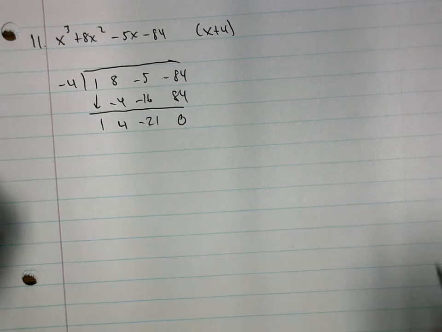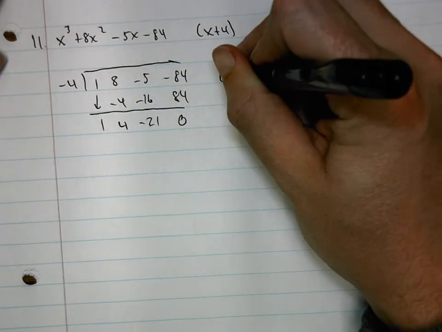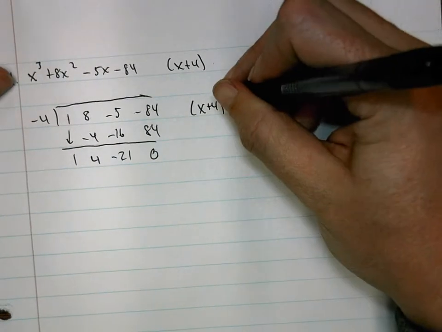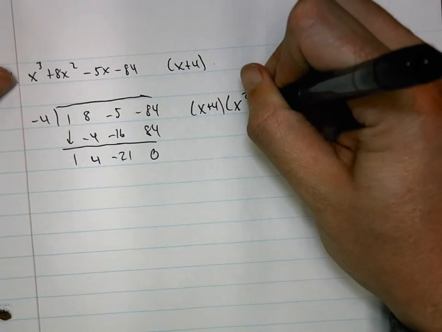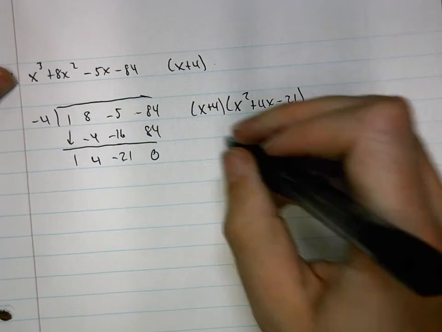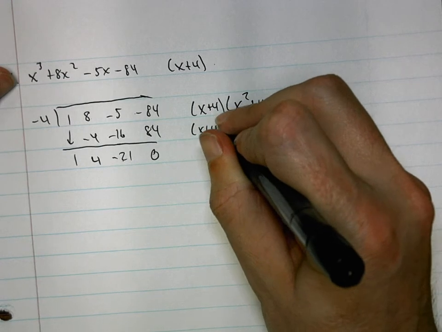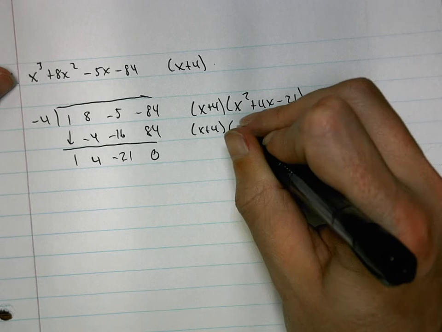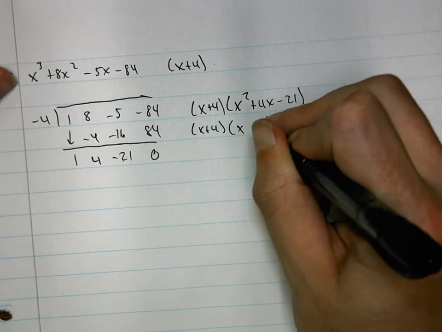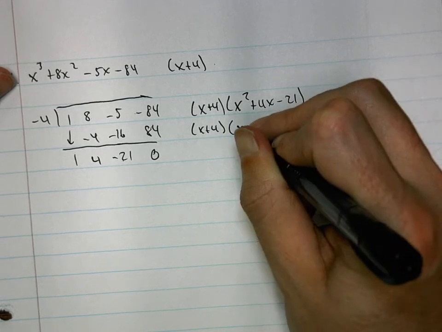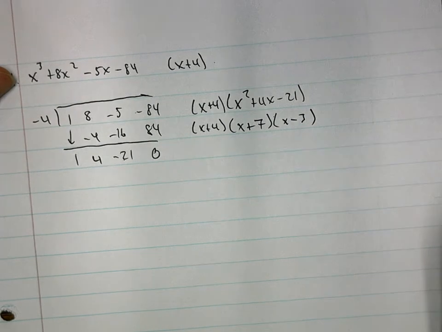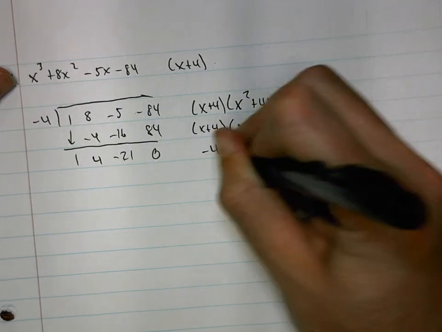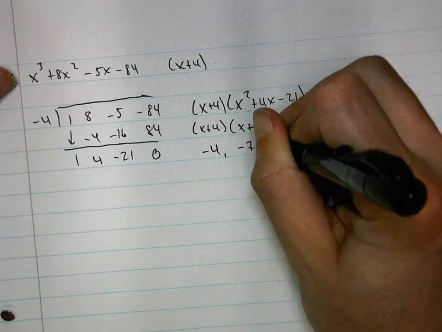So therefore, in factored form, this is x plus 4 from this guy. Don't forget this guy. And then the rest of it is x squared plus 4x minus 21. But that can be factored. Two numbers that multiply to negative 21 and add to 4, that'd be a 7 and a negative 3. So that is our answer, completely factored, but it asked us for zeros. So our zeros are negative 4, negative 7, positive 3.